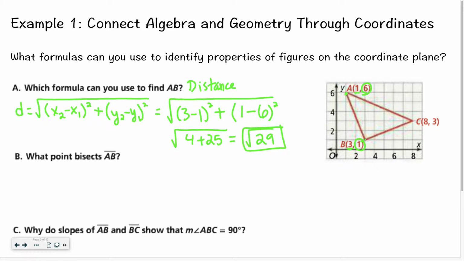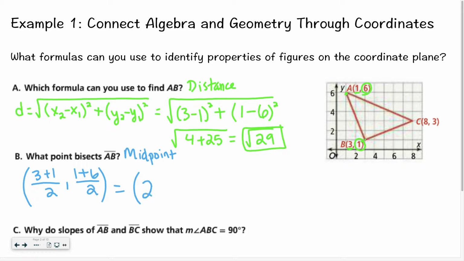Okay? Letter B, what point bisects segment AB? Remember, bisect means cut in half or halfway. So what's halfway between A and B? That means we're going to use our midpoint formula. So in order to find our midpoint, I'm going to add my x's together. So I have a 3 and a 1. Divide by 2. My y's, 1 and 6. So I'm going to say 1 plus 6. Divide by 2. So 3 plus 1 gives me 4.